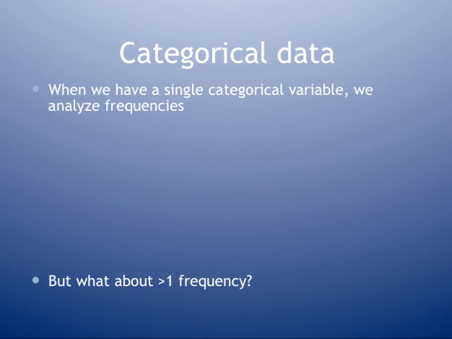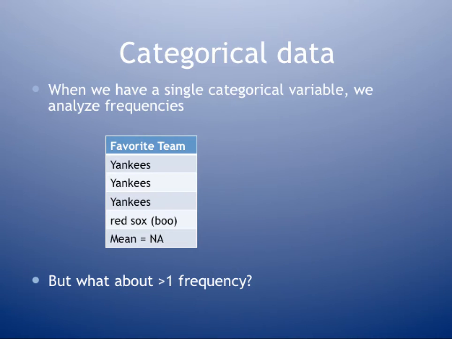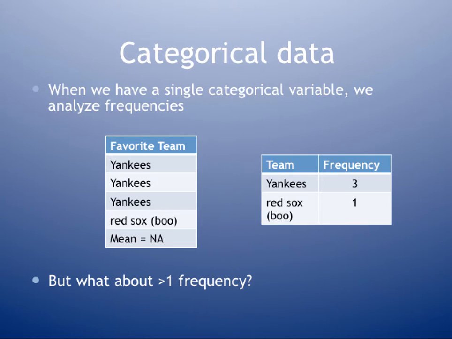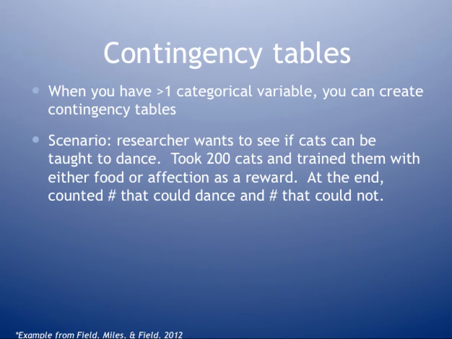So what do we do? Well, we look at frequency tables. So if we have our favorite team list here, we could make a table of frequencies. That we have 3 people who say that the Yankees are their favorite and 1 who says the Red Sox are. Now, that's fine when we have one variable, but what about when we have more than one? Well, in that case, we will look at contingency tables. So if you have more than one categorical variable, you can create contingency tables.